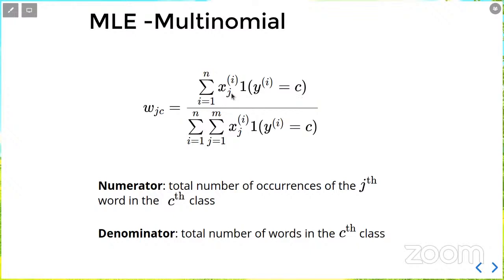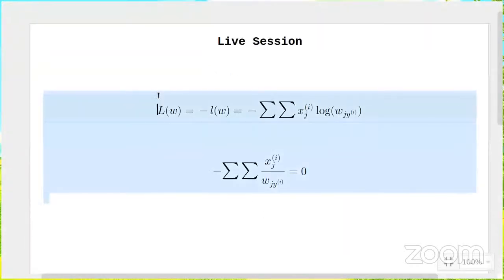Okay, it's the frequency of the word free in the spam class, and the denominator is not the frequency, it's the total number of words that are there in your spam class. All possible words, right? So there is this double summation. Let's break down the double summation. So first I do it for all messages, right? The outer sum is for the N messages.